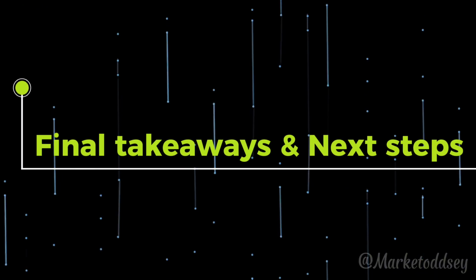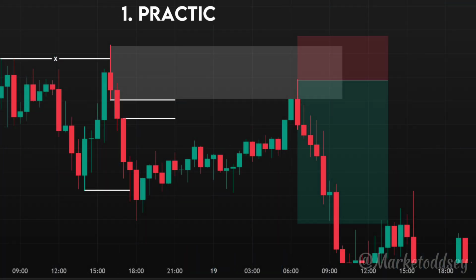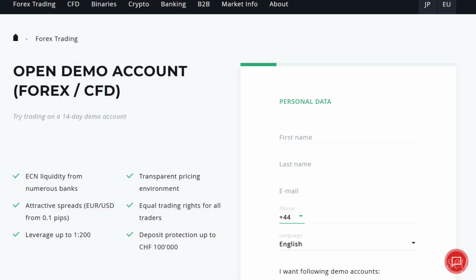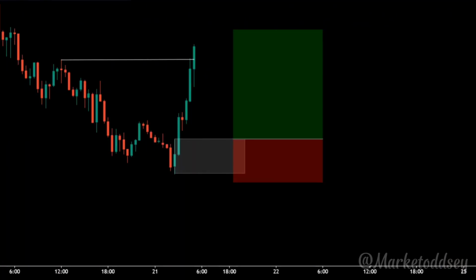Final takeaways and next steps. 1. Practice patience. Wait for all criteria: liquidity sweep, imbalance, and untested, before jumping in. 2. Start small. Test strategies on demo accounts. First, build confidence without risking capital. 3. Stay disciplined. Not every setup works. Cut losses quickly when blocks fail.